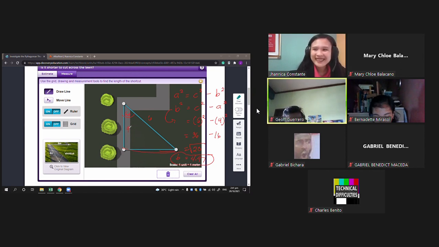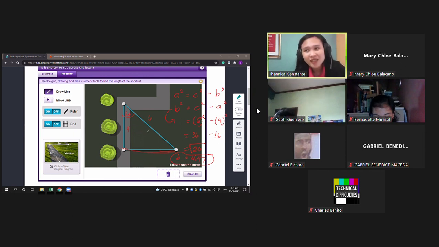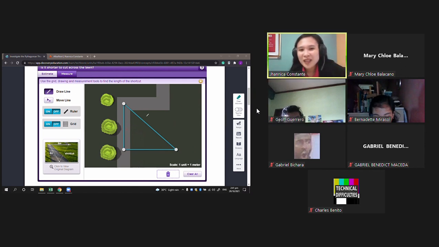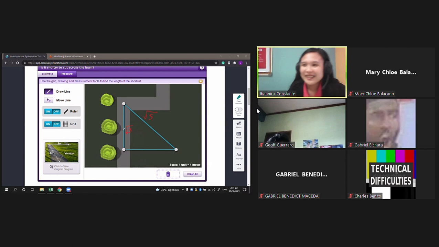What if it's square root? Square root of? I don't know, like square root of 4 for A, and then square root of 6 for C or something like that. Sige. For example, we have the measurement for C is square root of 5, and the measurement of our A, let's say it's square root of 3. So we have two radical numbers and we need to find the measurement of our side B.